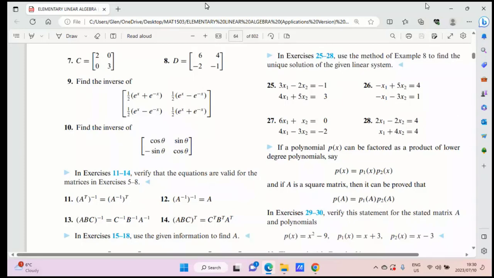What's wrong now? Yes, sir. Left hand side of mine and right hand side of mine, they are not equal, and they are supposed to be equal. Yes.